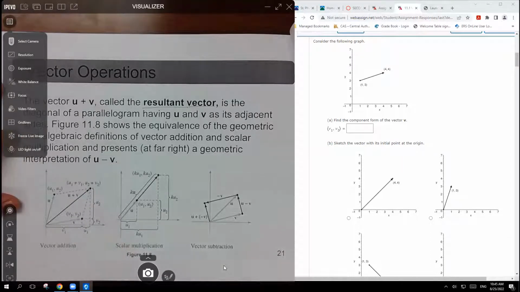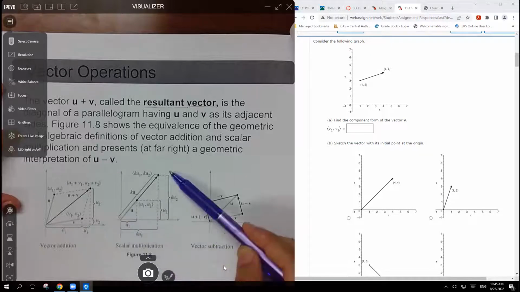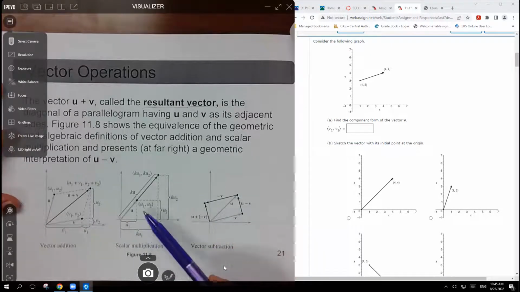If you multiply by the scalar K, here is the vector U and here are its components. If you multiply by K, it's just going to be straight. If you multiply by a negative, it's going to go in the other direction because it's going to be flipped. But it depends on K. K is going to stretch the vector or shrink it.